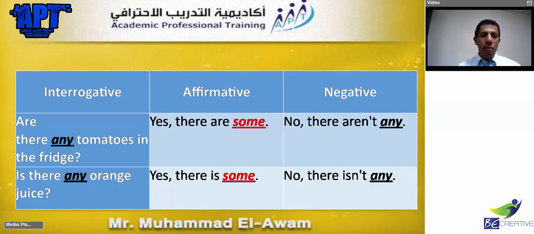But some is used only with the positive sentence. Some comes only with a sentence without a not. Okay? Now concerning any, it comes with two conditions. Either you are asking a question, saying, are there any, is there any? You're asking a question, you need information because you don't know the information. Okay? Or you are using it as a negative form. Okay? Very good. Now let's move on.